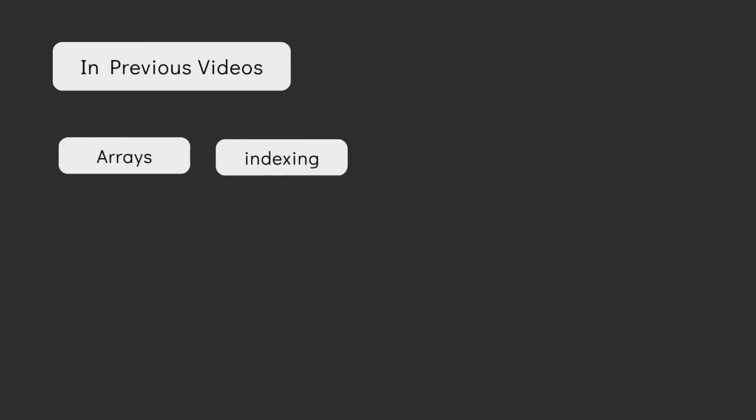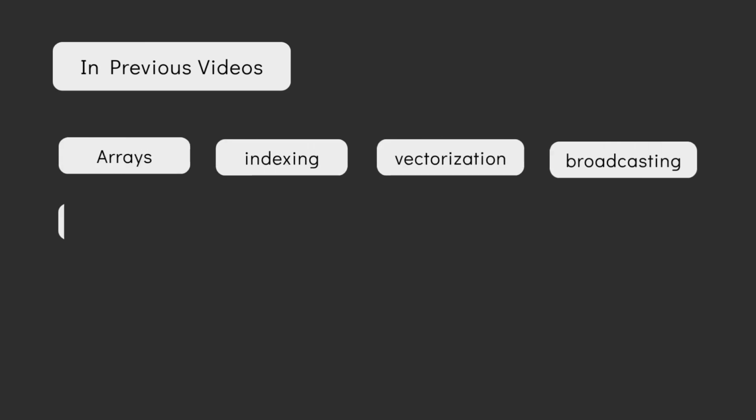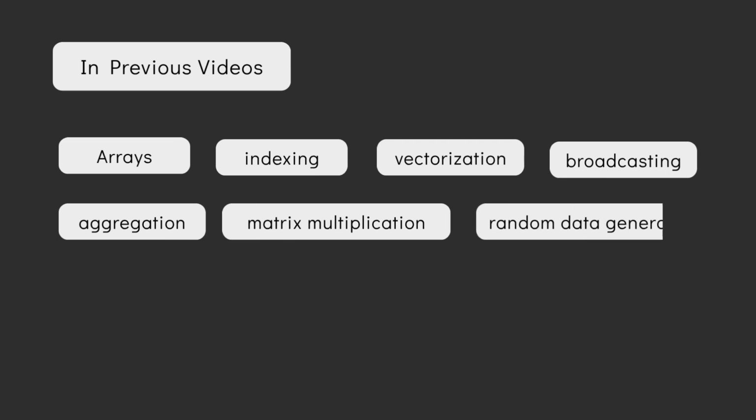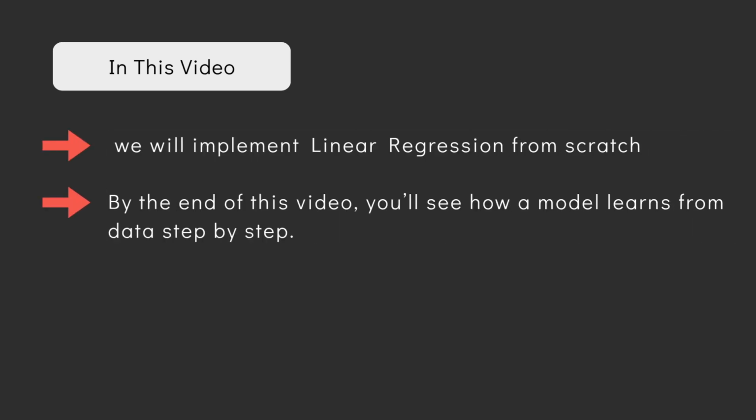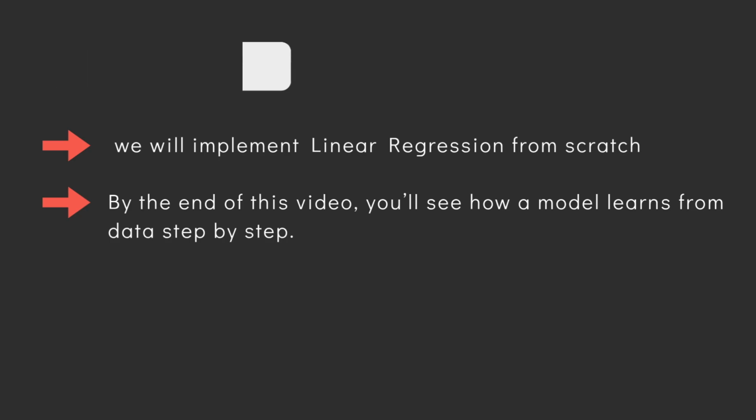So far we have learned arrays, indexing, vectorization, broadcasting, aggregation, matrix multiplication, random data generation. Now we bring these concepts together. In this video we will implement linear regression from scratch. By the end of this video you will see how a model learns from data step by step.